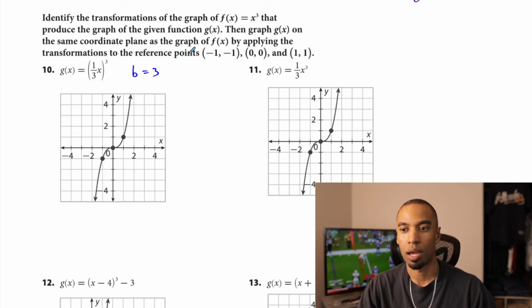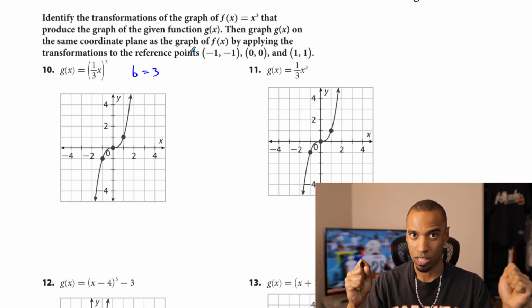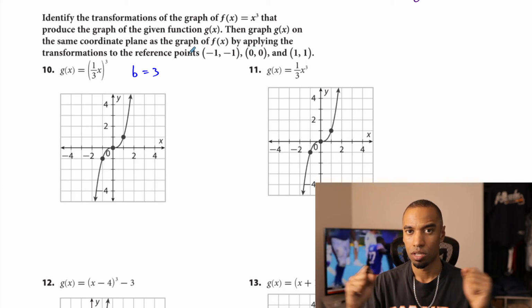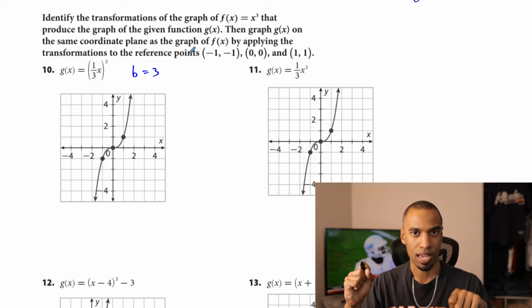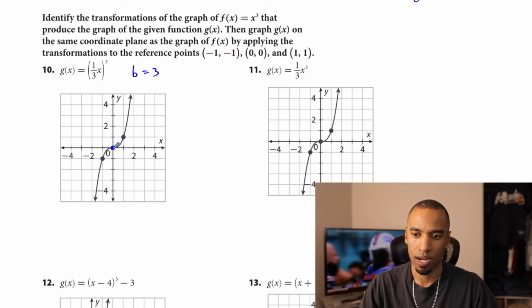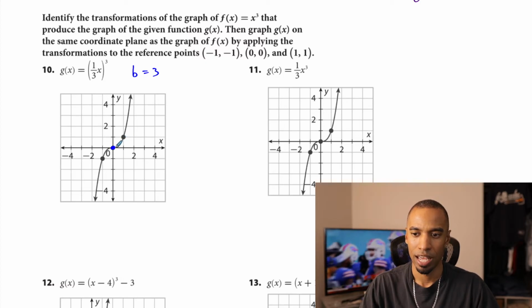That means we are horizontally stretching this by a factor of 3. Every x value becomes 3 times larger for the y value that it's at. So (0, 0), I triple the 0 on x and I still get 0 there. Nothing changes. (1, 1), I triple the 1 on x and that becomes 3. So (3, 1) instead of (1, 1).